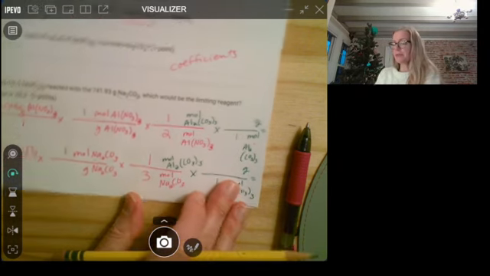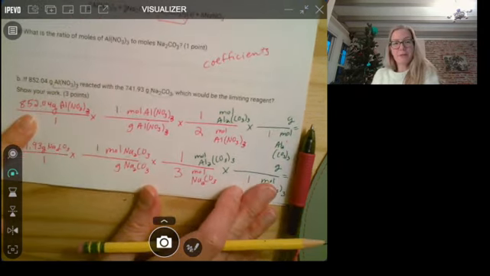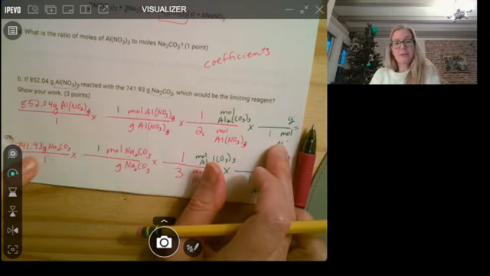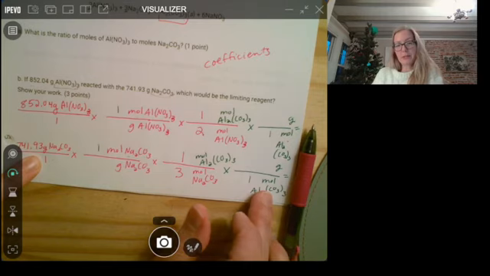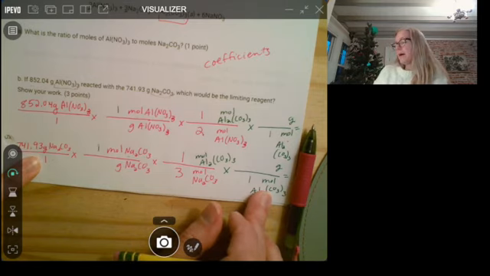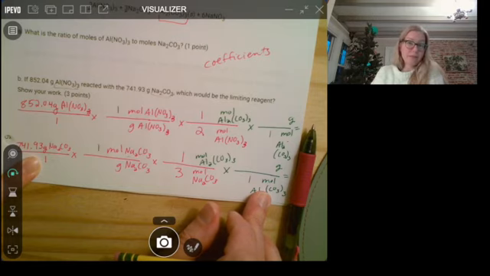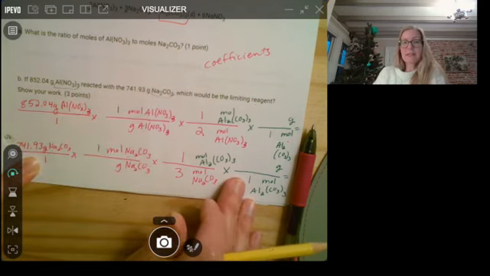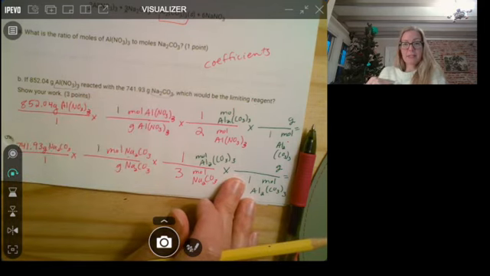And essentially what you're figuring out is, if I used up all of this reactant, how much product would I get? And if I used up all of this reactant, how much product would I get? Okay? And in truth, we're not going to use up both reactants. You're always going to have one that has a little bit of leftovers or a lot of leftovers. So go to the product, and whichever reactant leads to less product, that's the limiting reactant.